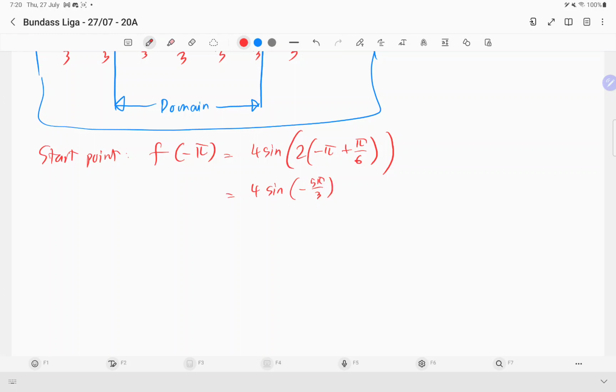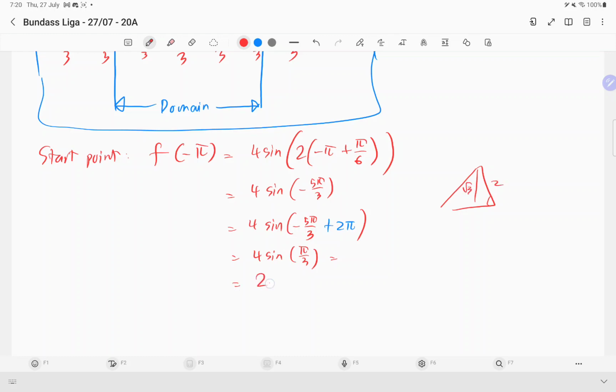Okay, make sense so far? Yeah? How do we deal with negative 5 pi on 3? I don't like dealing with negatives. But sine of that is the same as sine of the same angle plus 2 pi. Does that make sense? If you get a weird negative angle, just add 2 pi to it until you get a nice positive angle to work with. 2 pi again is 6 pi on 3, so that'll just be pi on 3. And pi on 3, once again, is like this one here, and that would be square root 3 over 2. So that'll be 2 square root 3.